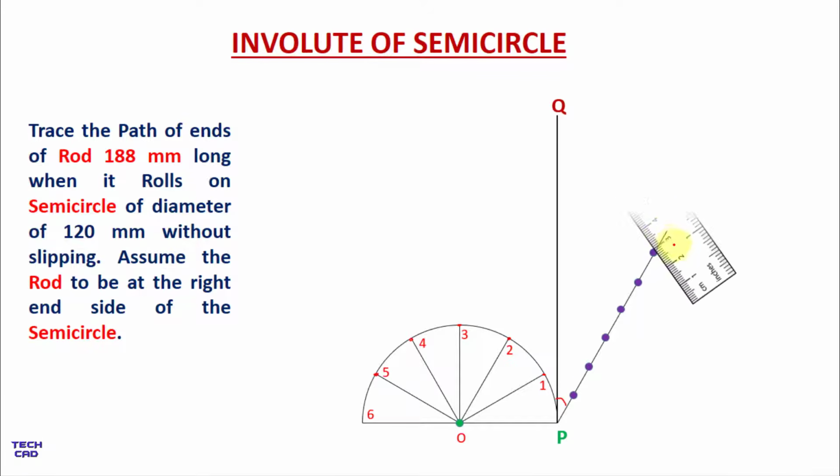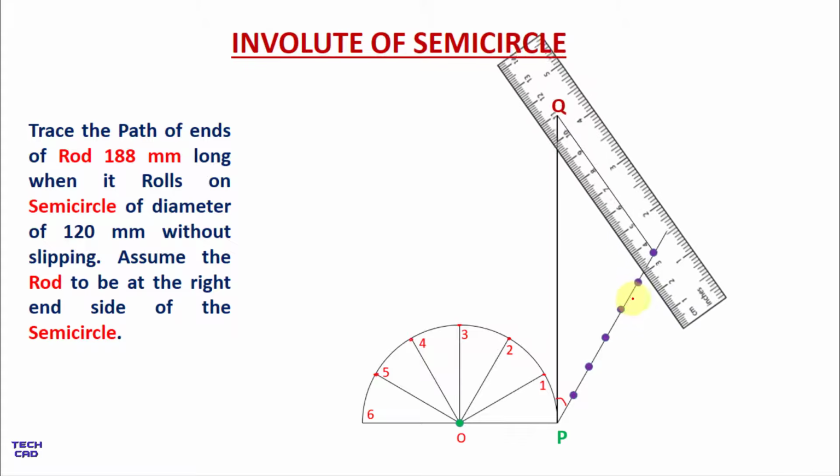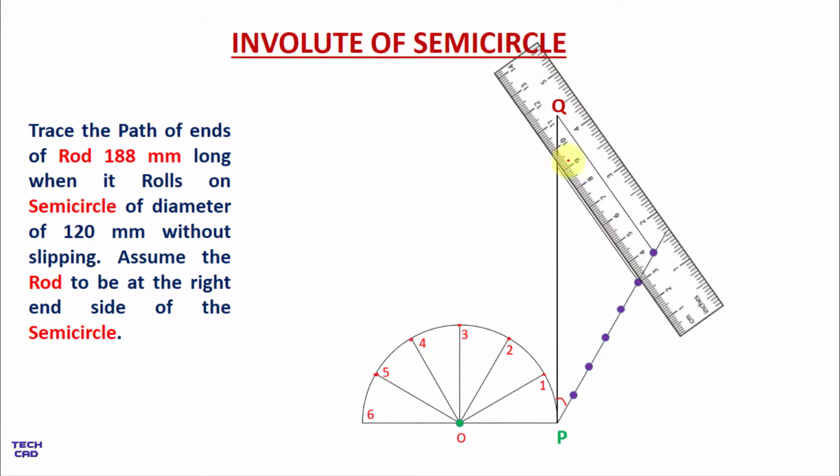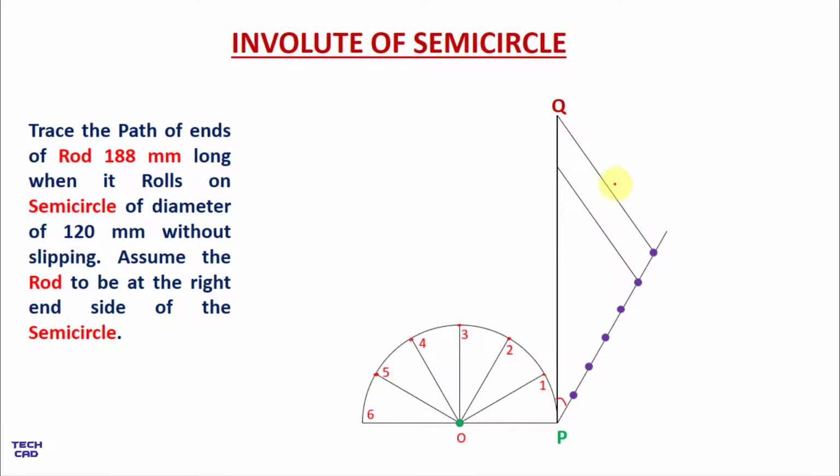Now with the help of a scale, join the last division with point Q, take your scale further and again make a line which is parallel to the previous line. In the same way, from all the equal divisions, make parallel lines and name these 6 dash to 1 dash. Now your rod PQ starts rolling without slipping on this semicircle. The first position is from point 1. So this is the first position.